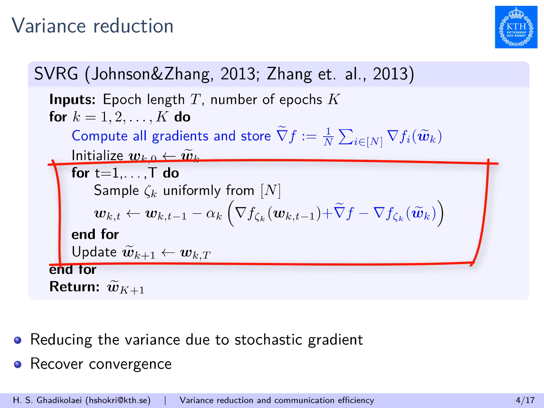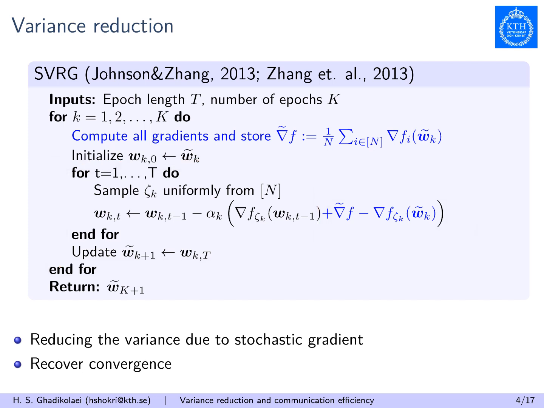There are going to be T inner loops, capital T, and inside the inner loop, instead of updating only based on the current gradient, I add this blue new term to it so as to reduce the variance. And it has been shown that these iterations converge very fast, much better than stochastic gradient descent in many classes of problems.